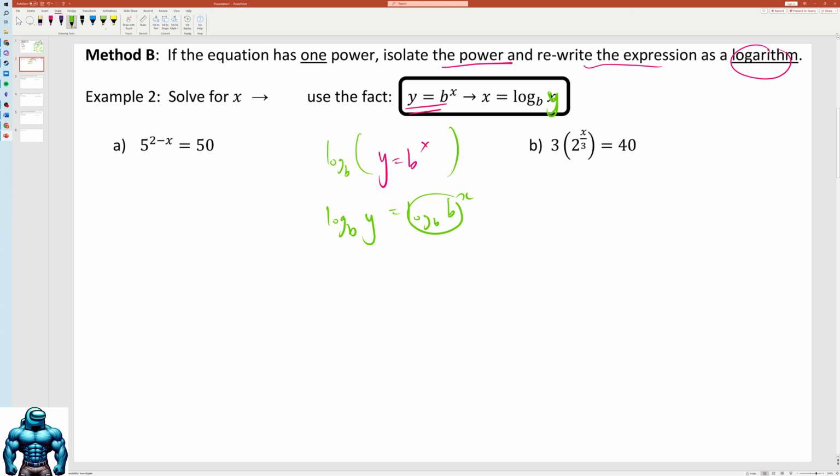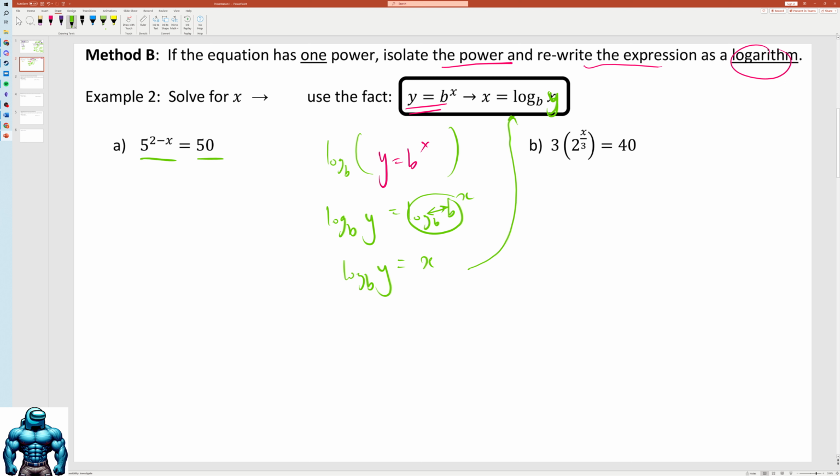And hopefully you recognize this property, inverse and function applying to each other, those cancel out. We're going to get x is equal to log base b of y, which was the statement up here. Okay, so in essence, let's isolate things and then take the log. Grab your calculators. Here we go.